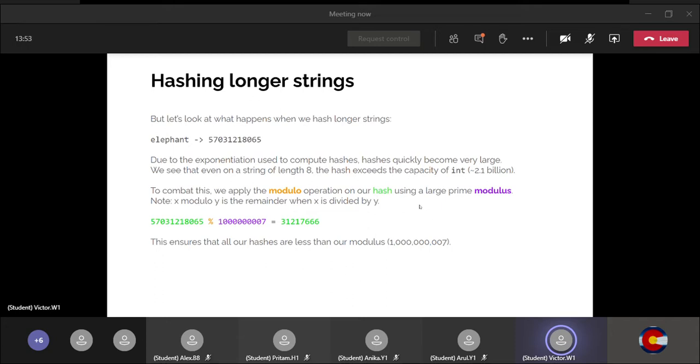Okay, so yeah, we mod our hash by a large prime modulus. A pretty common one is 10 to the 9 plus 7, or 1,000,000,007. So for example, in this case, modding this resulting hash by the mod will lead to this final hash. This ensures that all of our hashes are less than this value, which would allow us to do a comparison because they'd fit in an int.